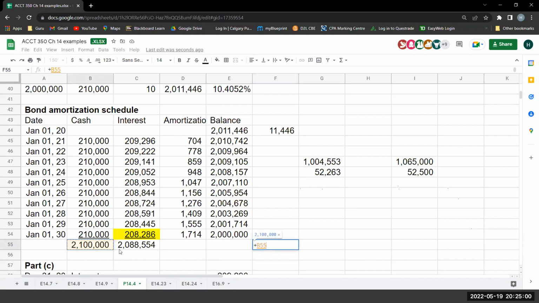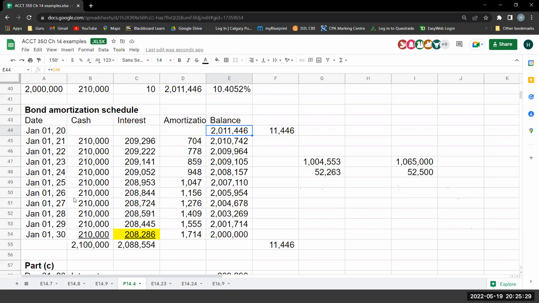Look at what the difference is between the total cash paid and the total interest expense. Notice that's nothing but the total premium, $11,446. Since we knew what the total amount of the premium was at the time we recorded the bonds payable liability, we could have simply subtracted that from the cash payment and we could have predicted that's my total interest expense for the entirety of the duration of the bond.